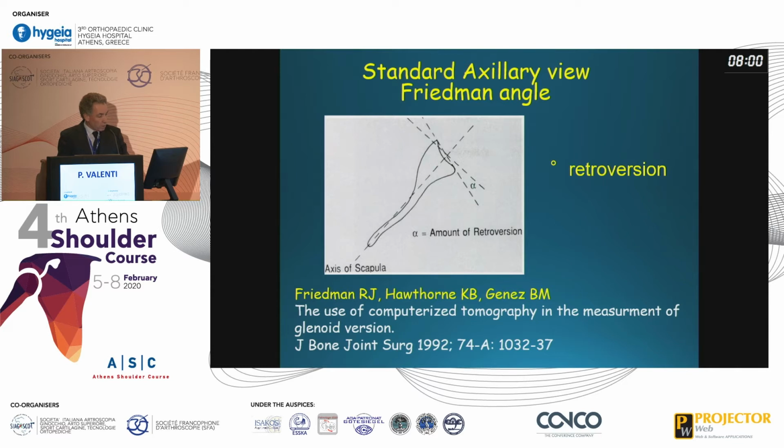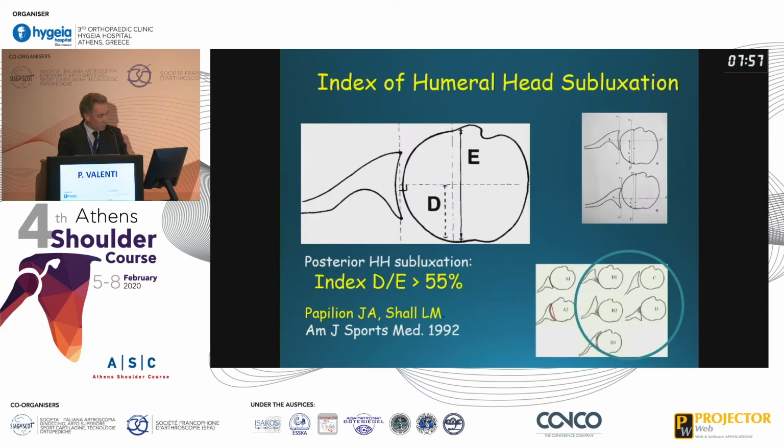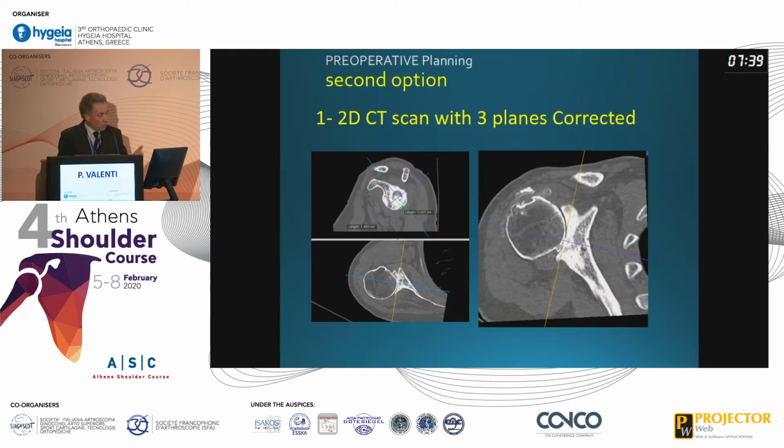So regarding the retroversion, you can use axillary view, but it's not very precise for me. You can use with the papillon technique the degree of posterior subluxation with this measurement, and you know that this is a definition of B1, B2, B3 and see that there is a posterior subluxation of the humeral head. So 5 years ago I used a 2D CT scan and I tried to measure the deformity in 3 planes, and I tried to correct the deformity.